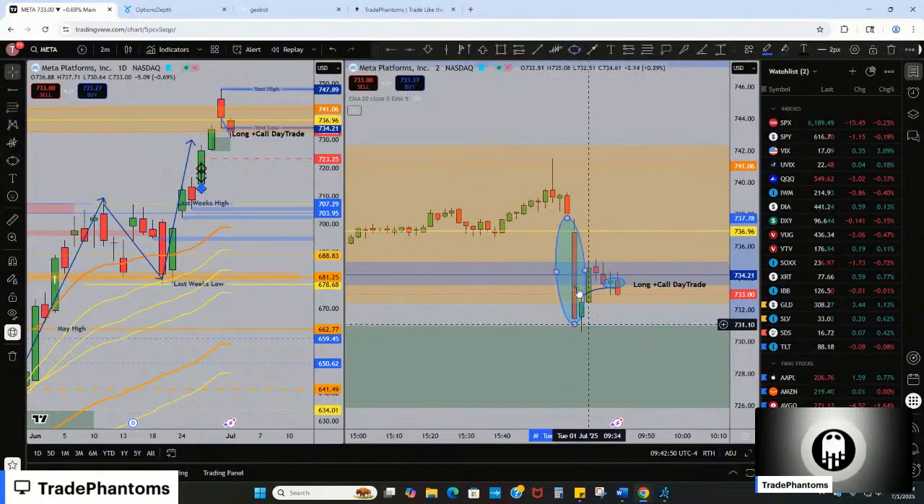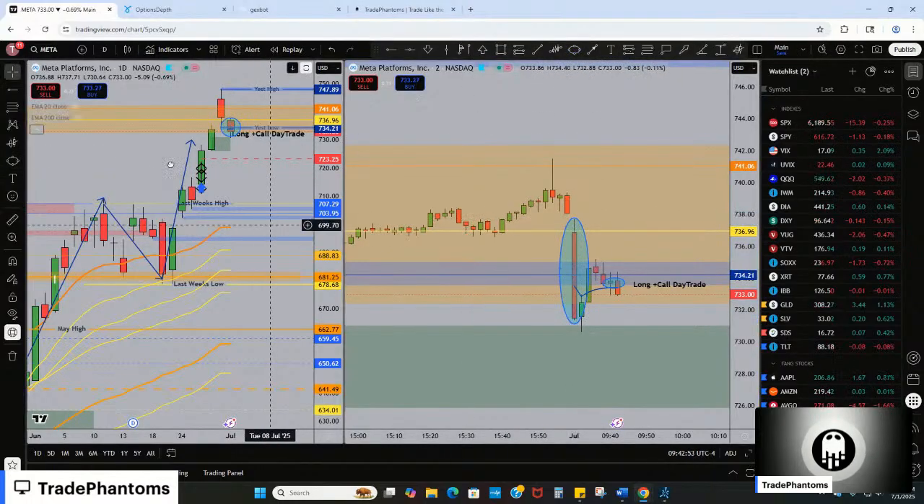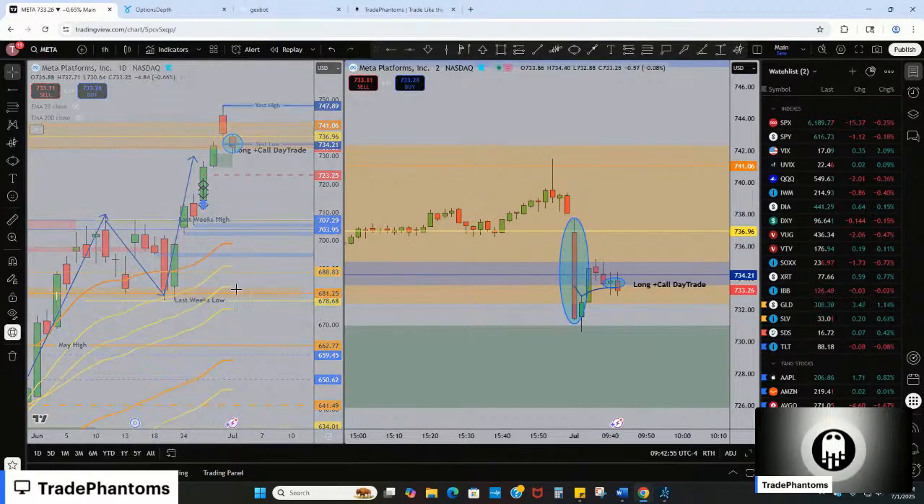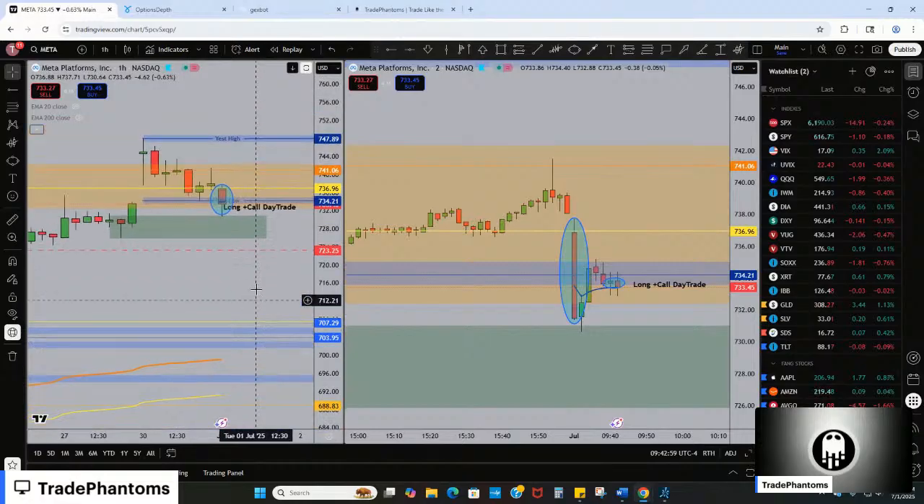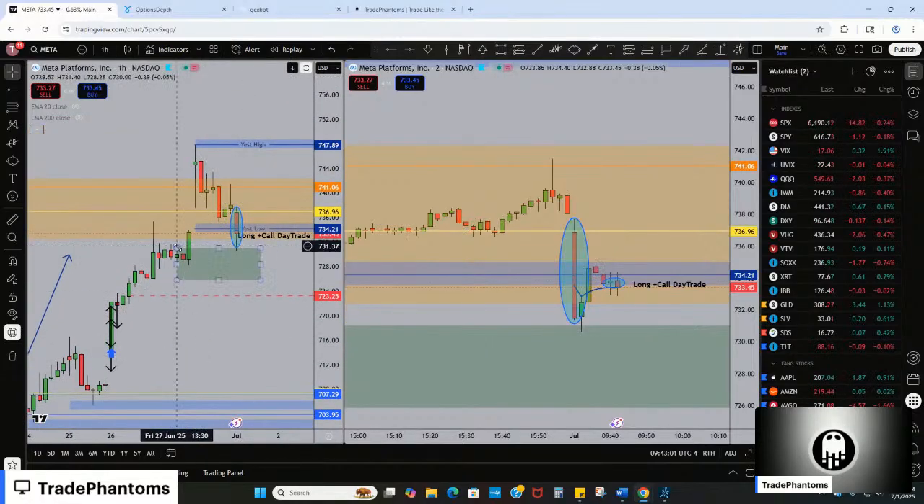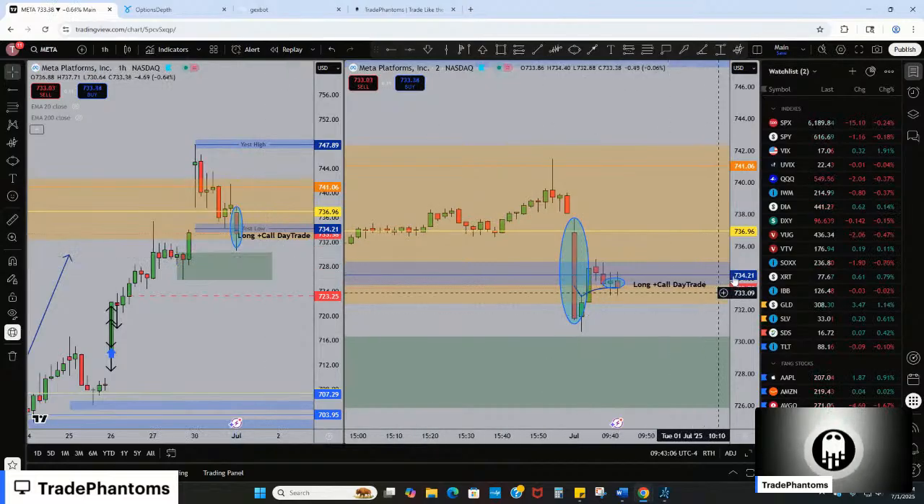I don't like the wide range bar open here, so we'll see if the intermediate. It already bounced, which is why I limited in on that. It already bounced off this intermediate level on the 60-minute time frame.